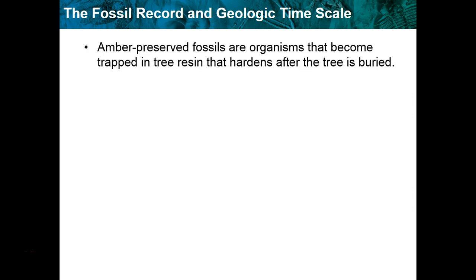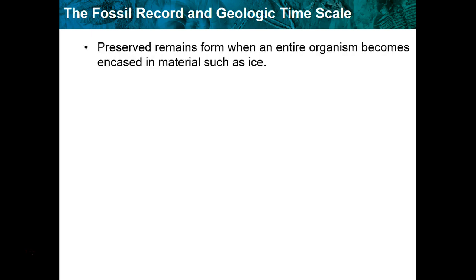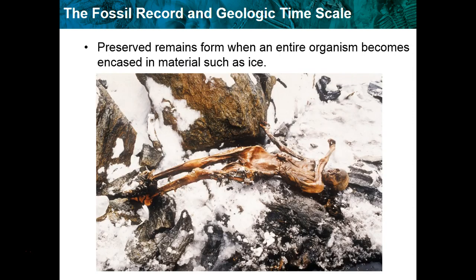Another type of fossil is something preserved in amber. This is a tree resin that has hardened after the tree's been buried, and an organism happened to be caught in that resin at the time. You also have something called preserved remains. These are formed when an entire organism becomes encased in a material such as ice. This is obviously different from amber because amber specifically refers to tree resin or sap.